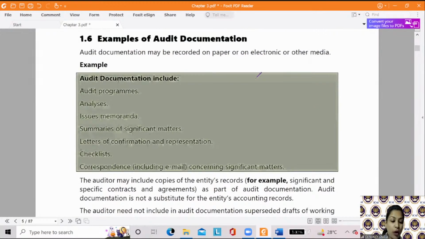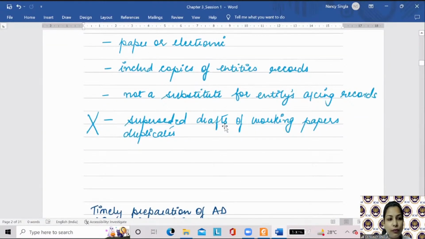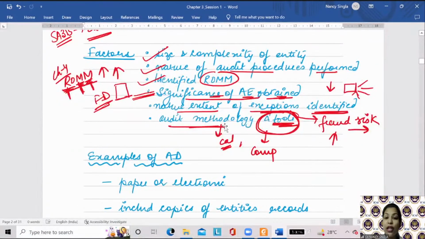Now, what are the various examples of audit documentation? If you remember, I have told you that audit documentation means whatever work you have done, you have to record it, be it in paper form, where you maintain certain box files, or be it on your desktop or laptop, that is, in soft copies. Now, what all are the examples of audit documentation?